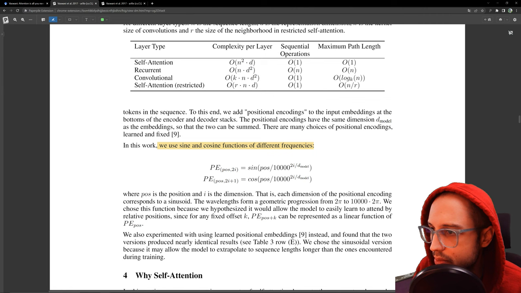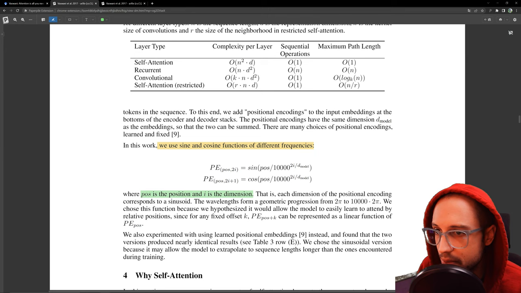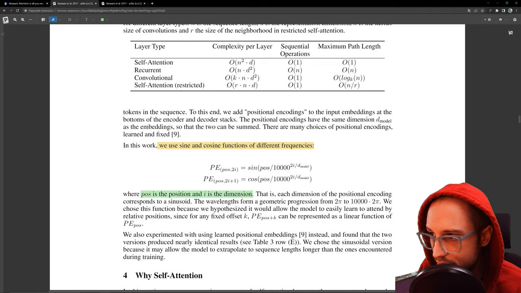Pos is the position and i is the dimension. So if you have a sentence that has 100 tokens in it, the pos is going to be the position of the actual token, so maybe the third token, 3. And then i is going to be how many total, so 1,000. So in that case, the position and the dimension of that.